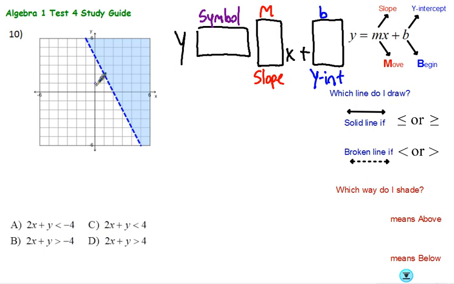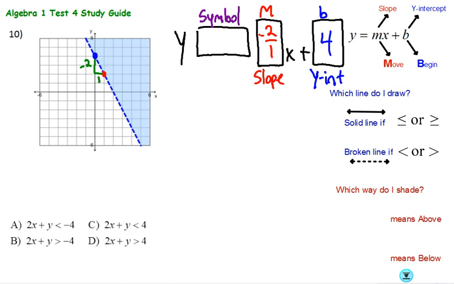So let's take a look at the line. It looks like the y-intercept is right there. Up 1, 2, 3, 4. So that would be a y-intercept of 4. And then let's figure out the slope. So ride that line down. That's not a corner. That is a corner. Let's see what the slope on that one would be. It looks like it goes down 2, and then it goes 1 to the right. So that would be a slope of negative 2 over 1.